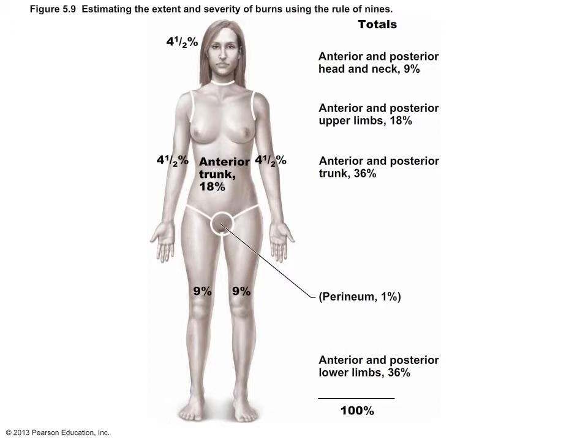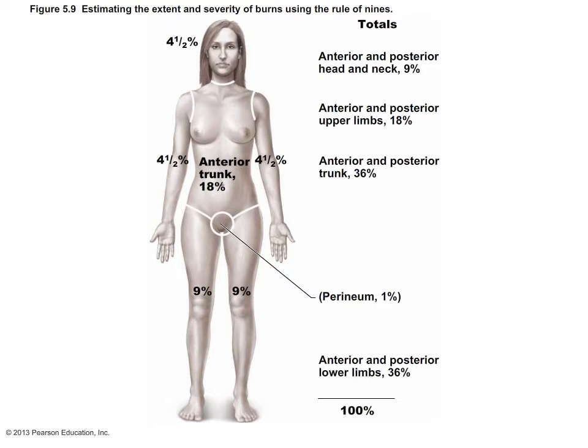Now, we tend to divide things into 11 different regions, and these regions include the head, the trunk, the left and right arms, the legs, and also the genital region. So starting out with the head, we give the entire head 9% of the body. So if the front of the head has been burned, let's say the face, that's 4.5%, whereas if the back of the head has also been burned, that's an additional 4.5% or 9%.